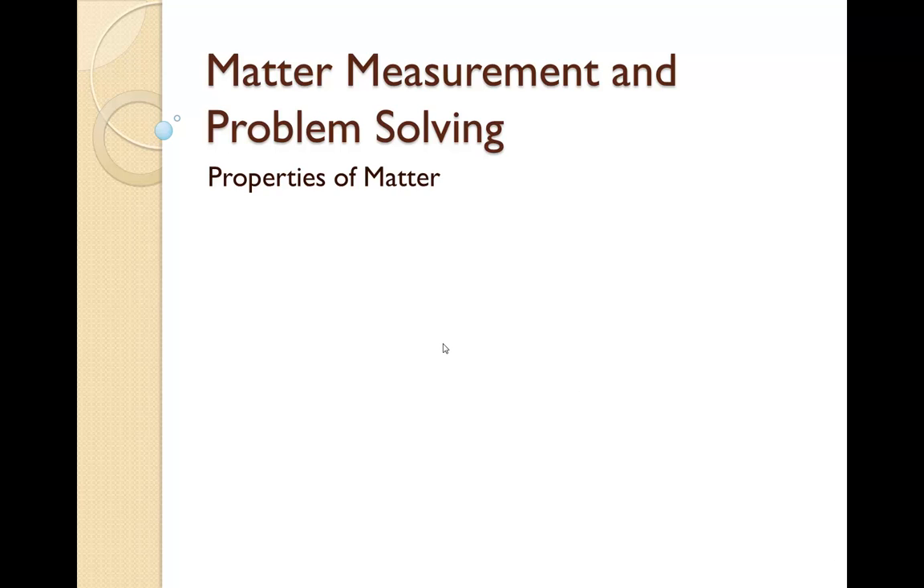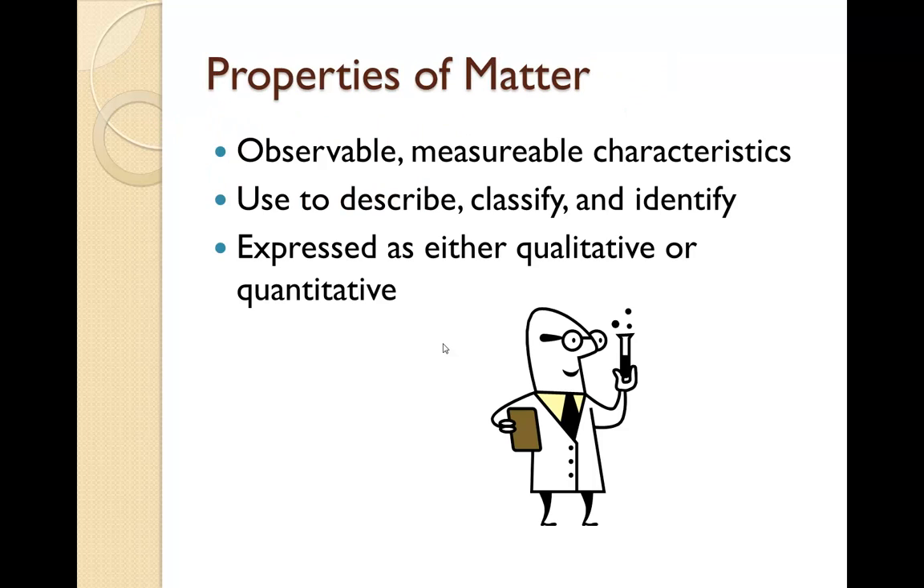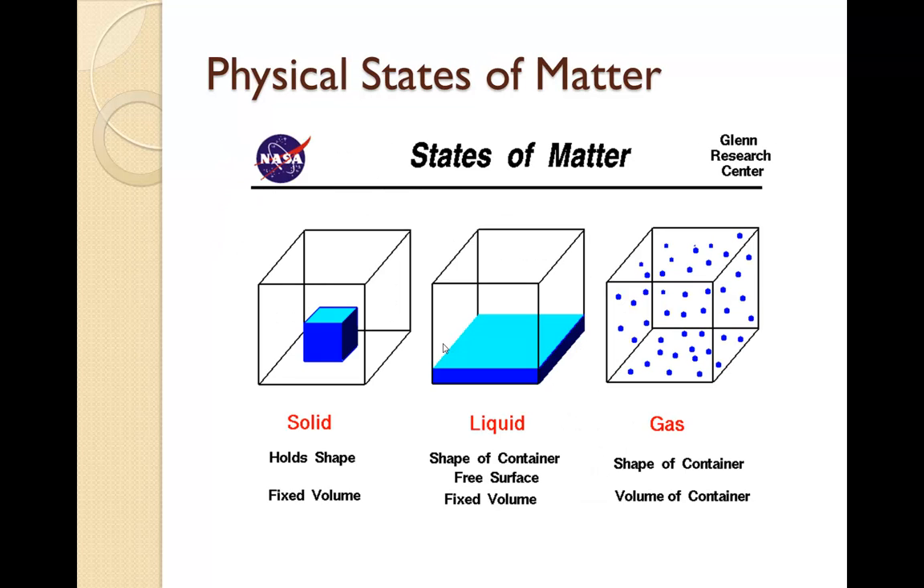In this tutorial, we will be discussing the properties of matter. Properties of matter are observable, measurable characteristics. They're used to describe, classify, and identify substances, and can be expressed as either qualitative or quantitative. For instance, the physical state of matter is considered a qualitative property.